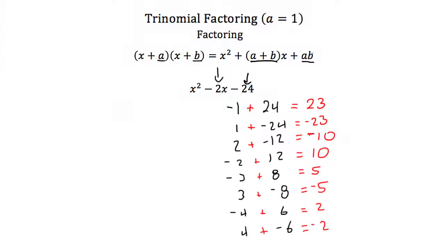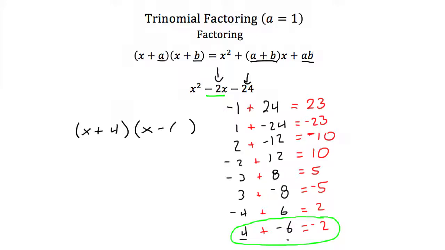Well, I'm looking for a negative 2, and the only set that gets us that is a positive 4 and a negative 6. So we can call positive 4 a and negative 6 b. So my factors then would be x plus 4 and x minus 6.